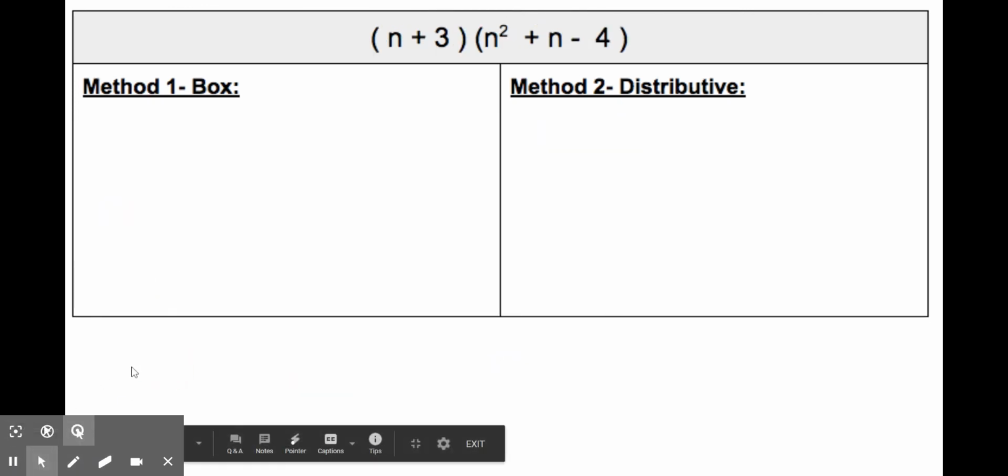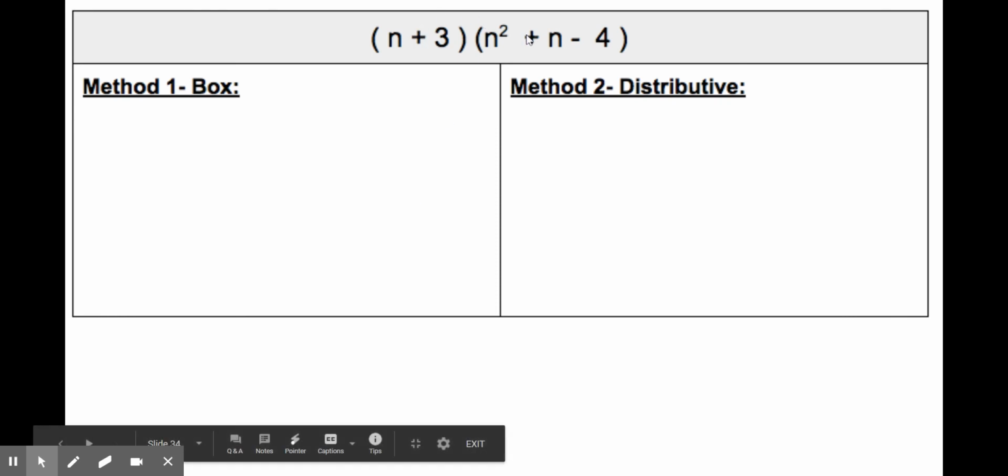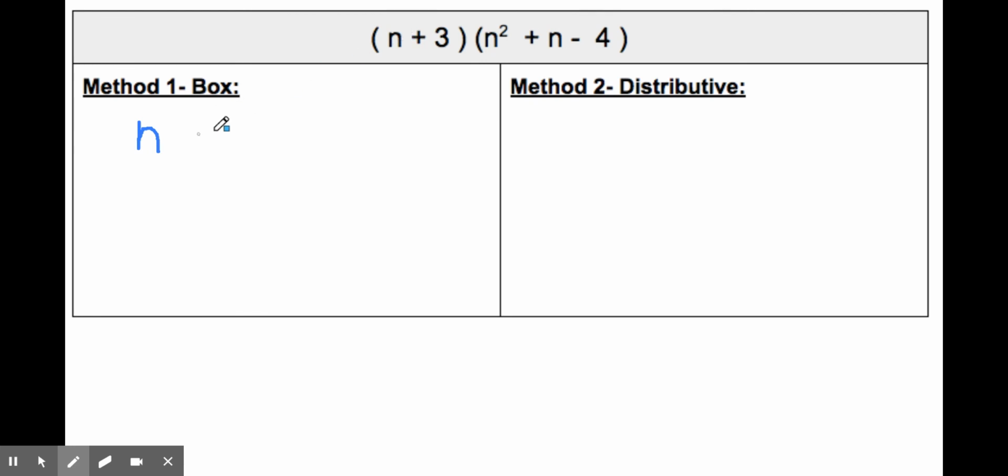All right, let's get into our last one of the video. So this is a binomial times a trinomial. This has 2 terms. This has 3. So when you make the box, you should have 6 boxes here. So let's go ahead and do that quick. So we have n and then 3. You don't put them together because they're not one term. These are separate terms here.